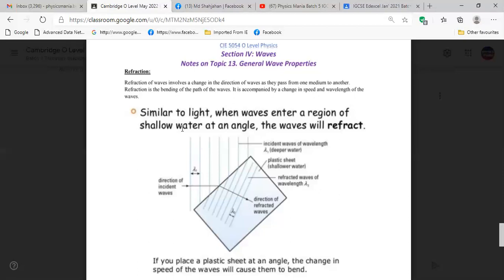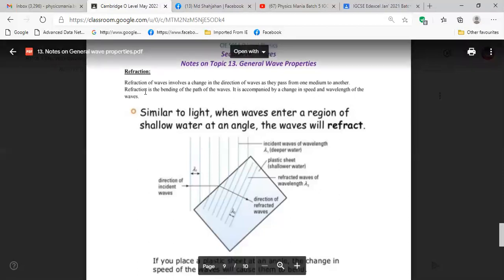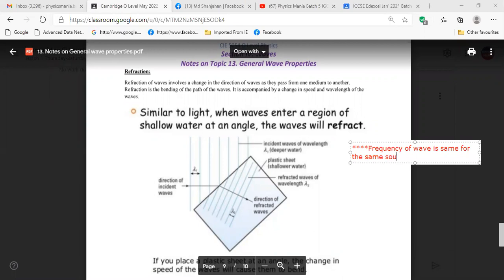Yes, sir. So please write this definition of refraction, and write whatever I'm writing. After writing the definition, frequency is very important information. Frequency of the wave is the same for the same source.